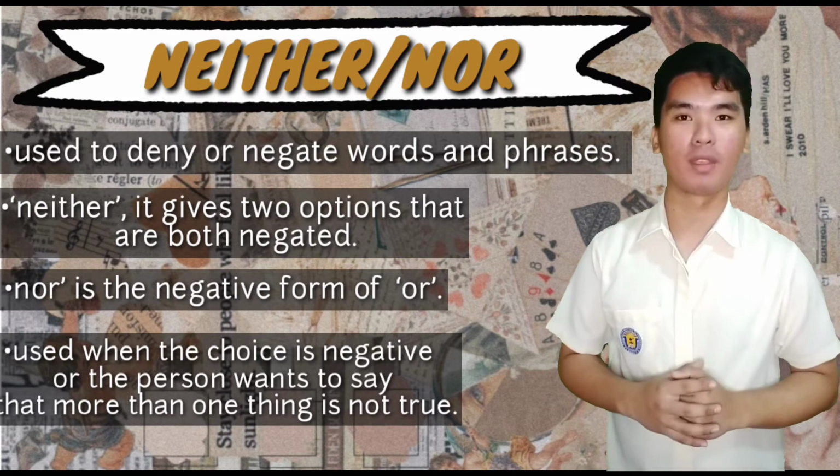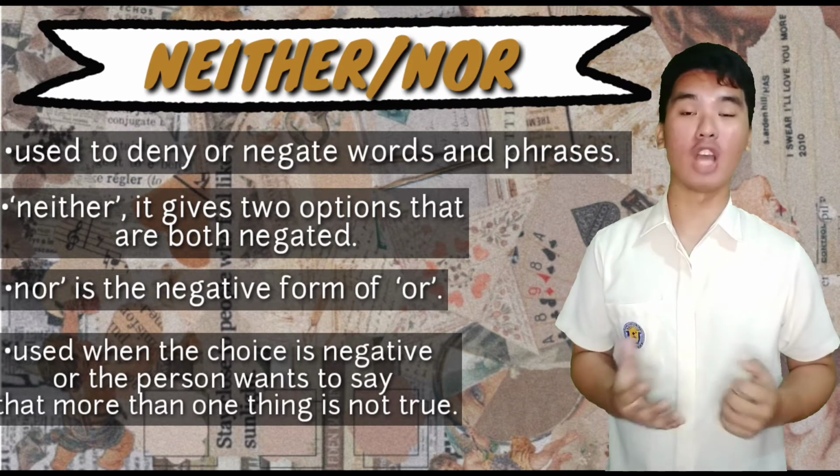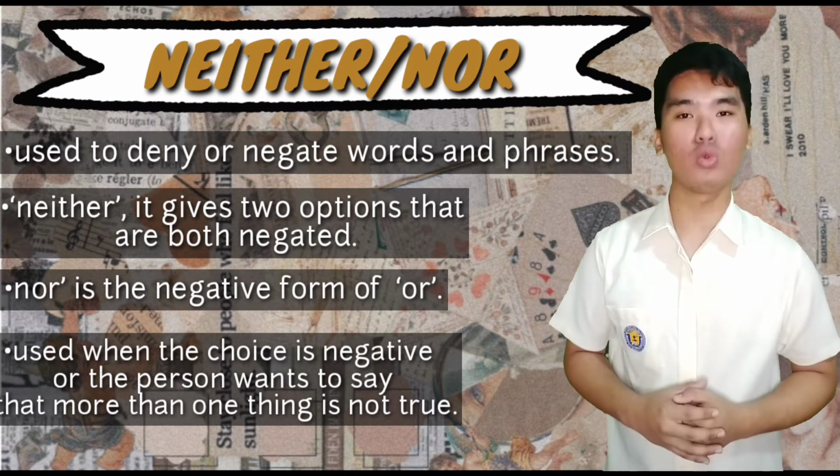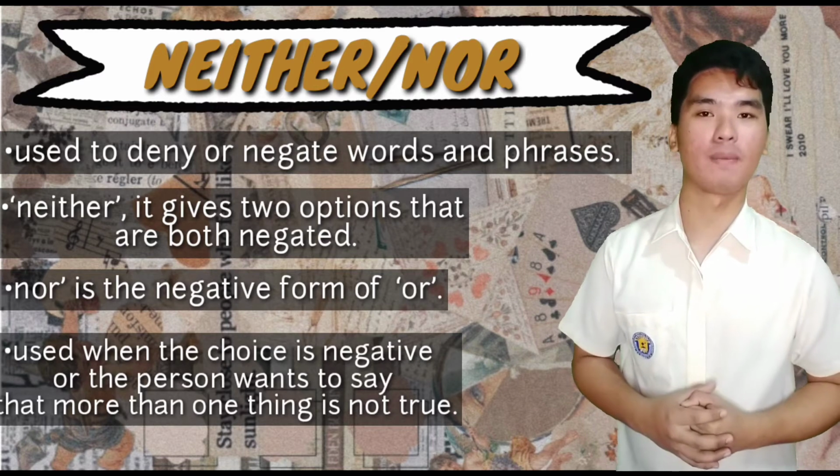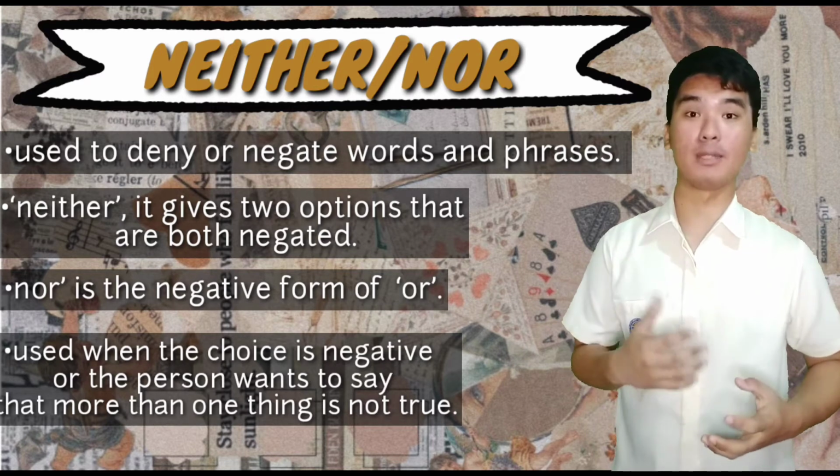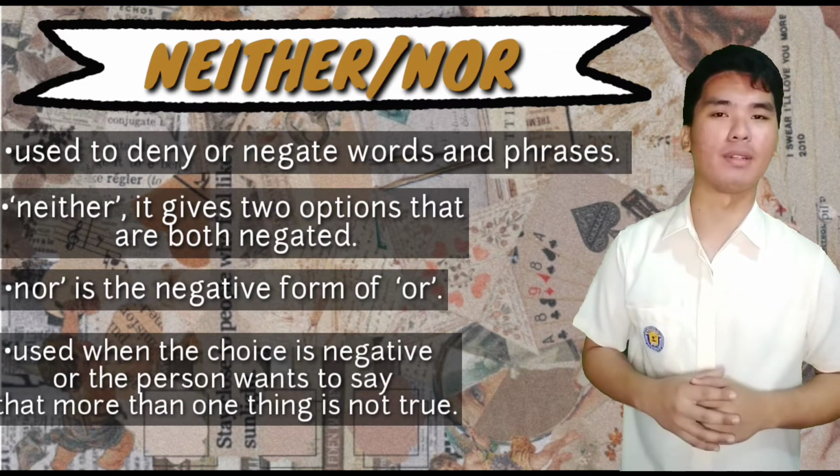is not true. We can use neither as a conjunction with nor. It connects two or more negative alternatives. This can sound formal in speaking. Let's take a look at some examples.